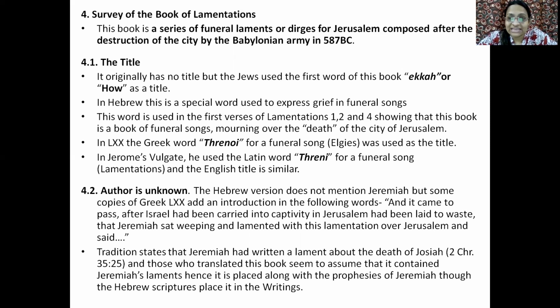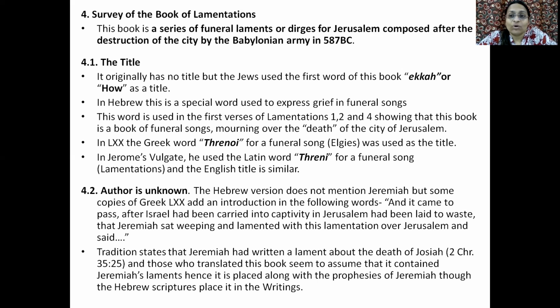In the LXX, or Septuagint, the Greek word used here is Threnoi. This also means funeral songs or elegies, which was used as the title in the Greek language. Then in the Latin version a similar word is used, Threni, or funeral song. So you have to understand that Threni, Threnoi or Eka all mean funeral songs, sad songs, mourning songs. And in English it has Lamentations, which means you lament over somebody's death. That is the main idea of the title.